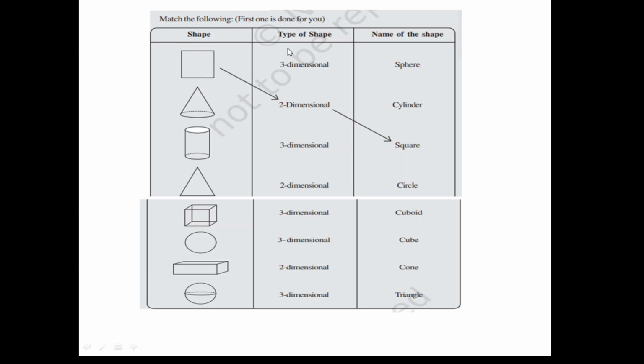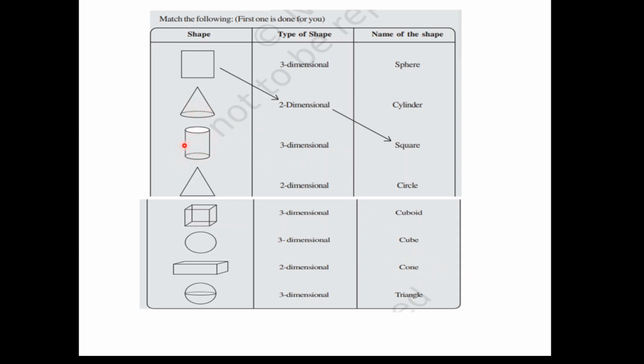Look at the table given with three columns. In the first column the shapes are given. For example, look at the first one. This shape, what is this one? This is a square, right? Two-dimensional figure. Can you tell me about the others? So the second one is a cone, right? Cone is three-dimensional, right?